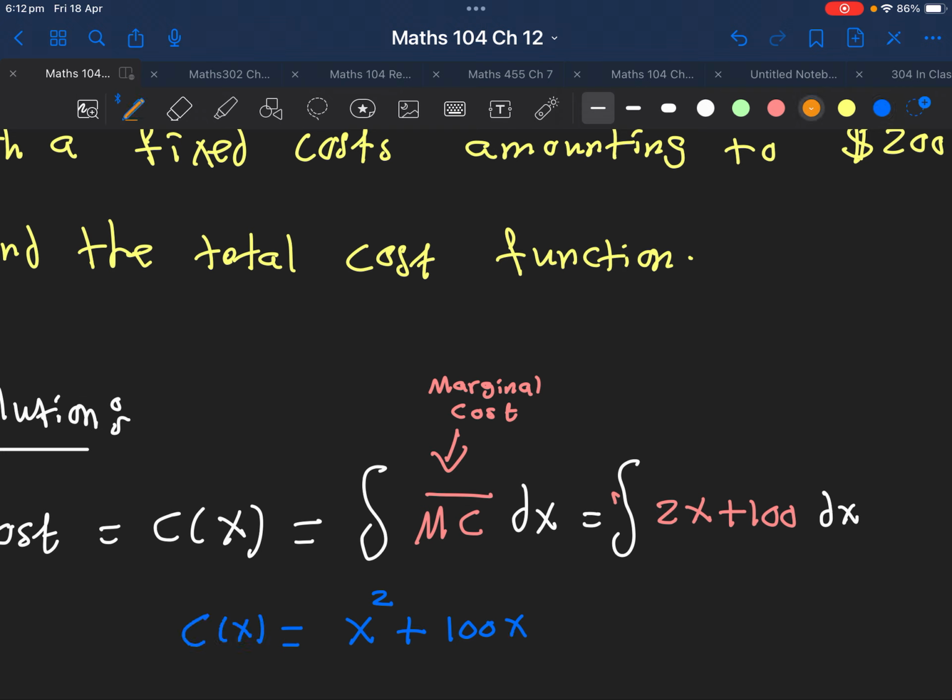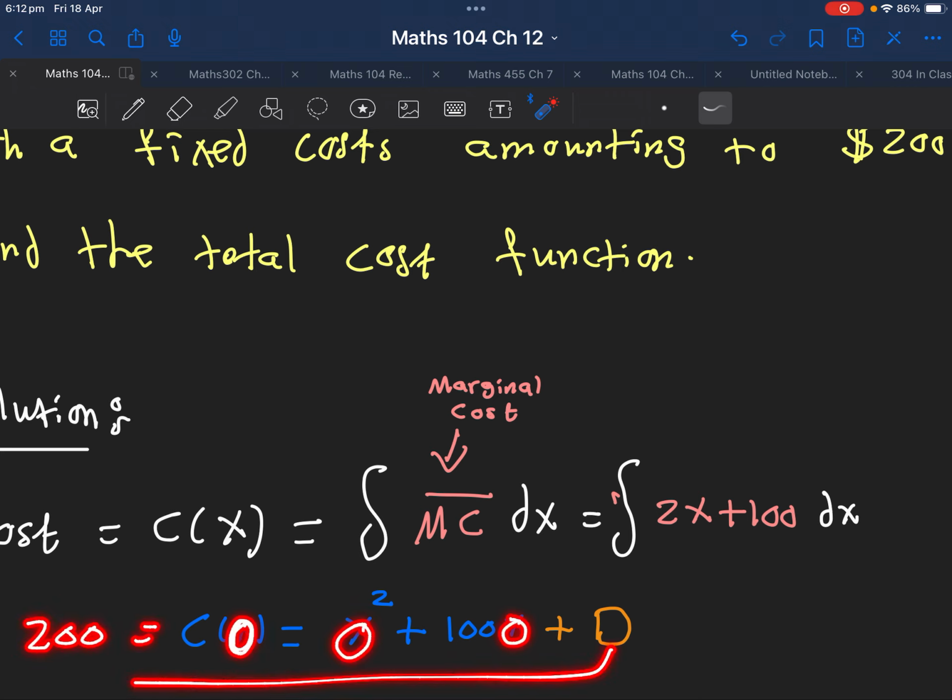And finally, because this is indefinite integral, we have a constant of integration. I will just call it d. Now, I need to find the value of d. How would we find d? Remember, the fixed cost, if I don't sell anything, if x is 0, this means this 0 and this 0, the answer given to me in the question, 200. So the value of d will be just 200.